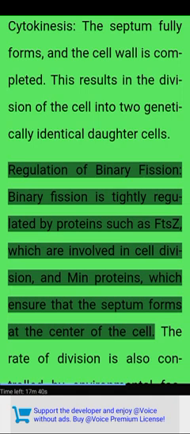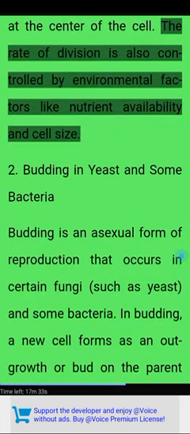Regulation of binary fission. Binary fission is tightly regulated by proteins such as FtsZ, which are involved in cell division, and Min proteins, which ensure that the septum forms at the center of the cell. The rate of division is also controlled by environmental factors like nutrient availability and cell size.